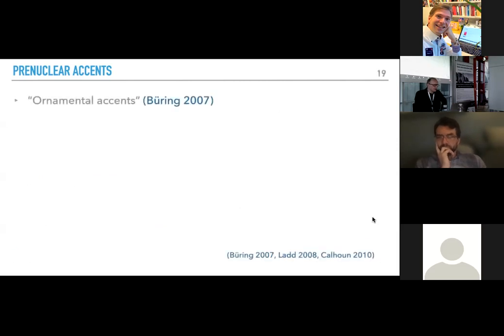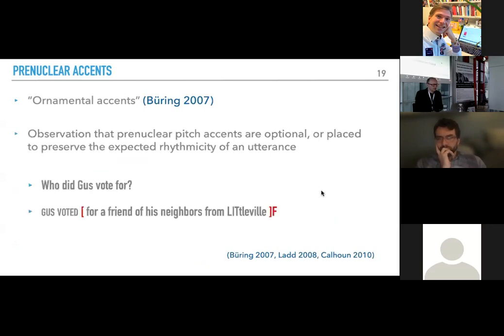So in line with this unclear status of prenuclear accents, Bühring suggested that they are only ornamental, as he calls it, in nature, especially if they occur on prefocal elements. As in this example here: who did Gus vote for? Gus voted for a friend of his neighbors from Littleville. So Bühring claims that accents on the subject Gus, as well as the verb voted, are possible, but not obligatory.